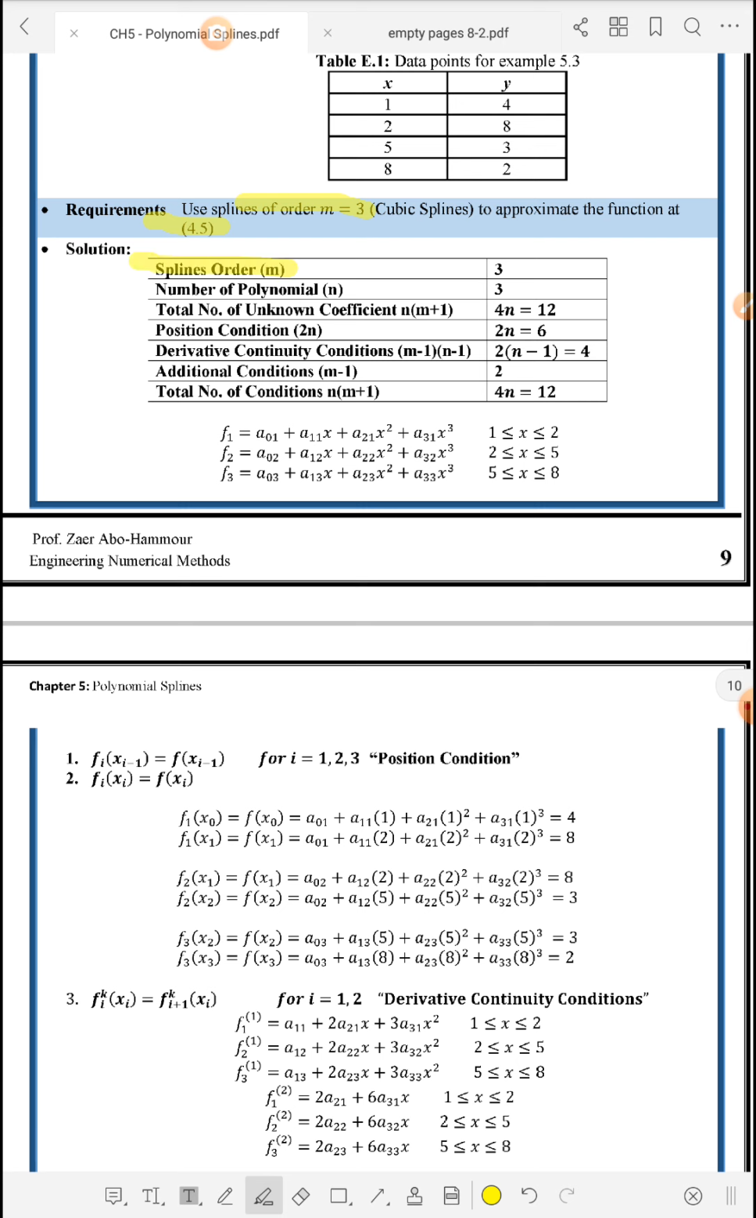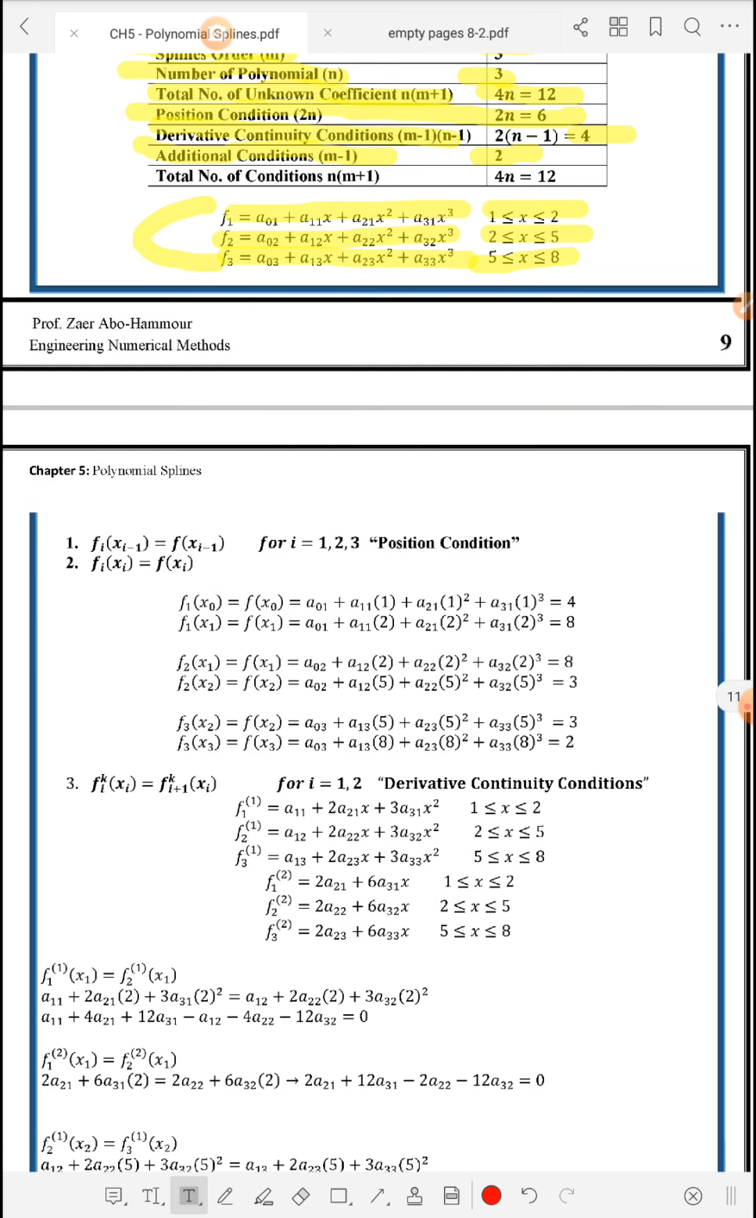So the spline order is 3, and still we are speaking about 4 data points, so the number of splines will be 3, and in this case the total number of unknown coefficients will be 12. Among them 6 will be position conditions, 4 will be continuity derivative conditions, and 2 additional conditions will be added. And this is the third order splines, first, second polynomial, third order. Each one of them is third order, and each one of them is covering a range of the data points.